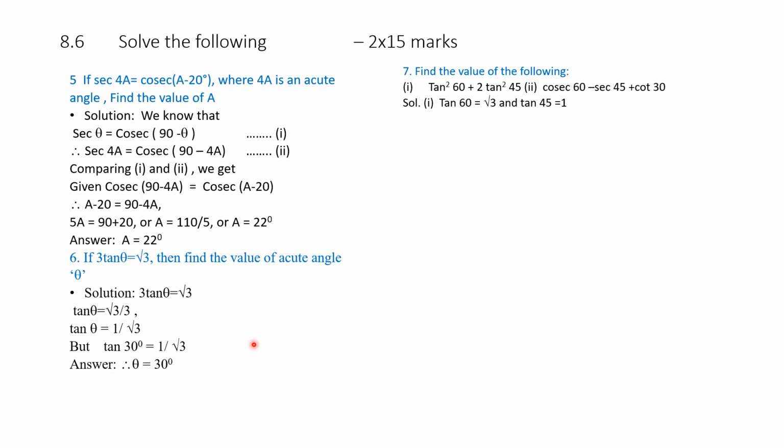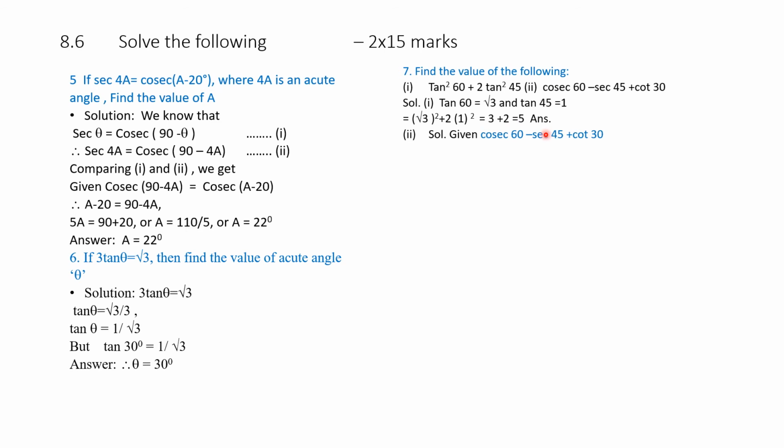Tan 60 is equal to root 3 and tan 45 is equal to 1. Therefore, in problem number 1, substituting tan squared 60, that is root 3 whole square plus 2 into tan squared 45. Tan 45 is 1. Therefore, it is root 3 whole square is 3 plus 2 into 1 square is 1. Therefore, this is 3 plus 2. Answer is 5.